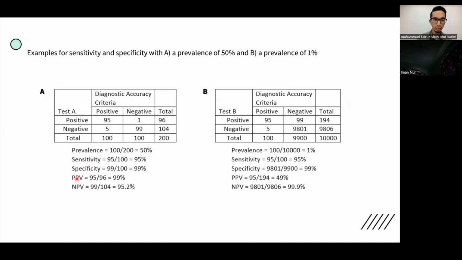Then we look further at the likelihood that, if you tested positive, you have the disease, which is called PPV and NPV. PPV is this part: those who tested positive divided by the total positive test results. So you get 95 divided by 96, the total here, and you get a positive predictive value of 99%. What it means is that if you tested positive for that test, there is a 99% likelihood that you do have the disease, right? That is what the positive predictive value means.